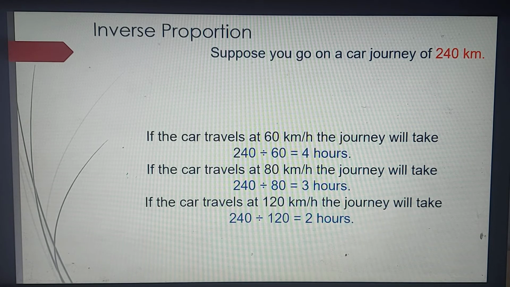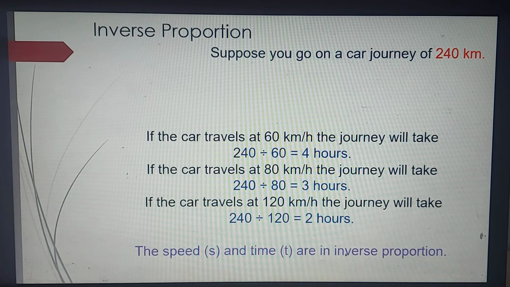If the car travels at 120 kilometers per hour, the journey will take 240 divided by 120, which will give you 2 hours. Therefore, it means that the speed and time are in inverse proportion. Why? Because as the speed increases, the time decreases.